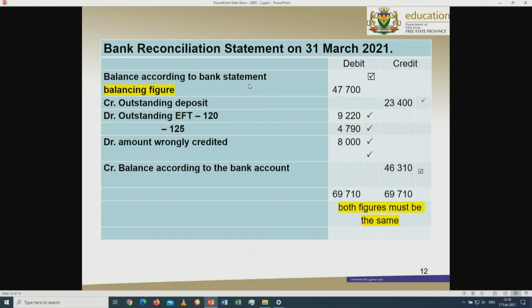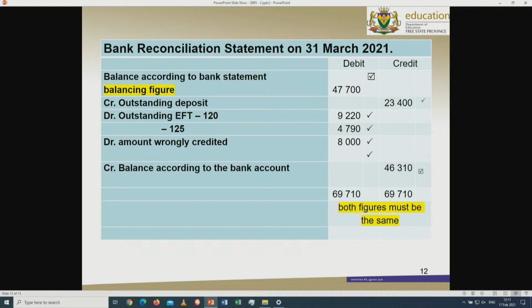Balance according to bank statement, it was not given. Remember, is that information E with a question mark? So this one, we are not going to get it now because it was not given. Credit outstanding deposit, remember we said those are the deposits that will only appear under your cash receipt journal and not in your bank statement. So they'll go to the credit side of the bank reconciliation statement as outstanding deposit.